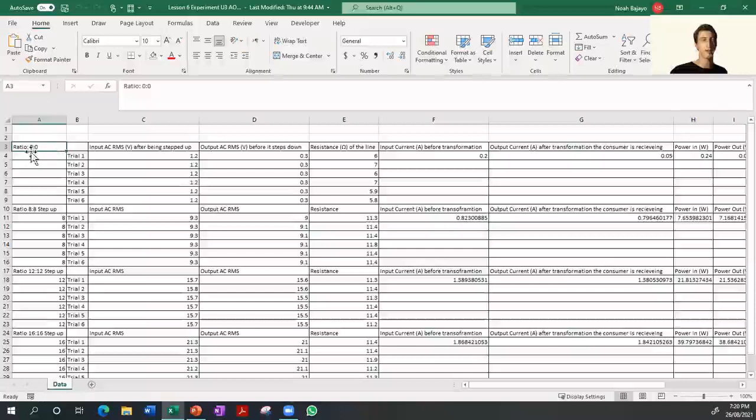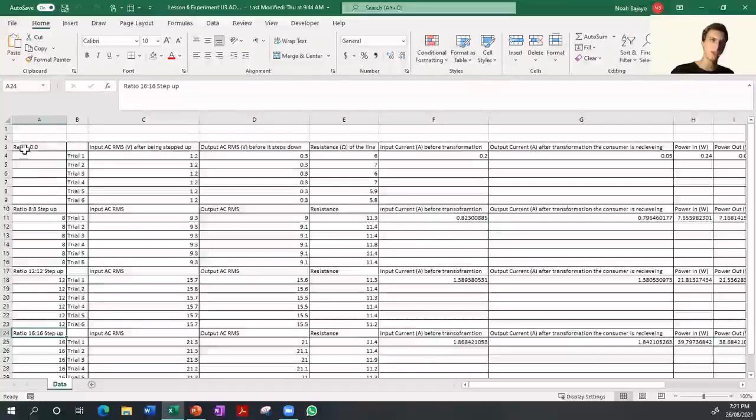So we're stepping it up by 0, stepping it down by 0. In other words, there's no actual change. Here we're stepping it up by 8 times and stepping it down by 8 times, and then 12 to 12, 16 to 16. So essentially we've got 4 different experiments, if you want to call it like that. In each of those we're stepping up the voltage by a different amount, and then obviously stepping it down at the very end after transformation of electricity. So that's the idea behind that.